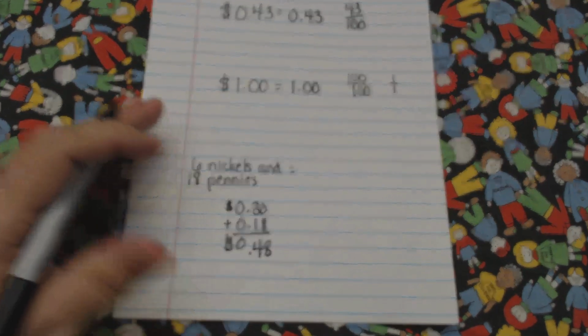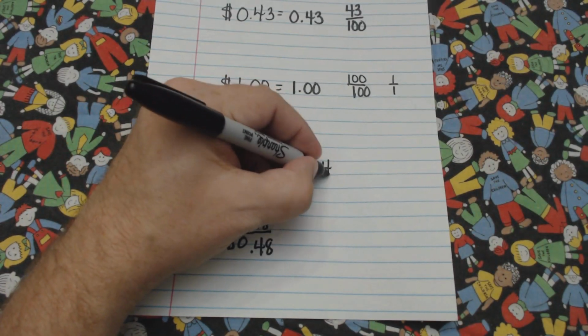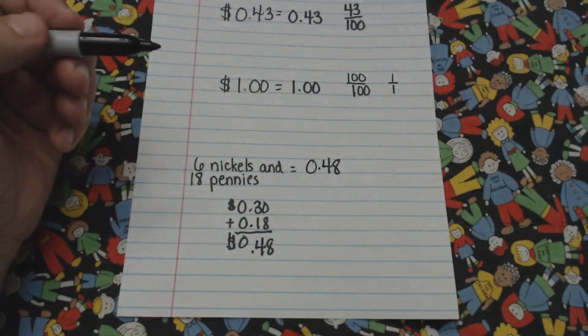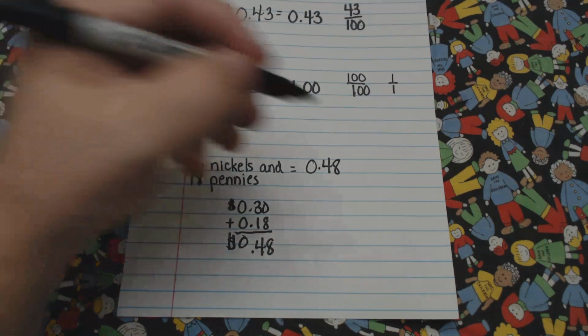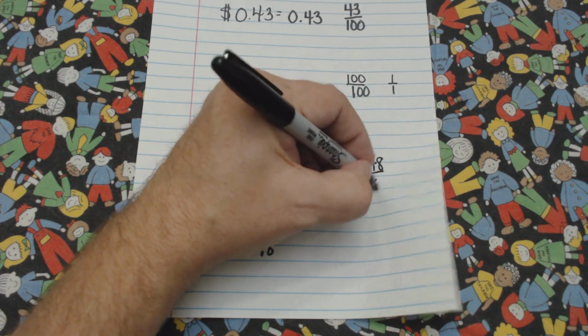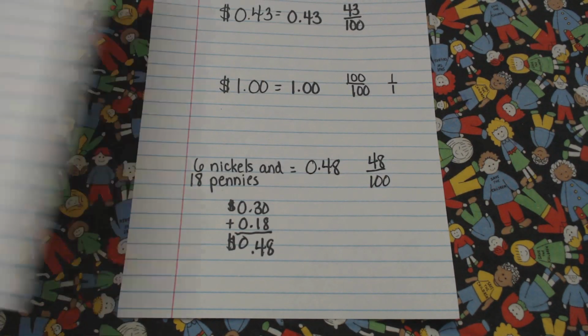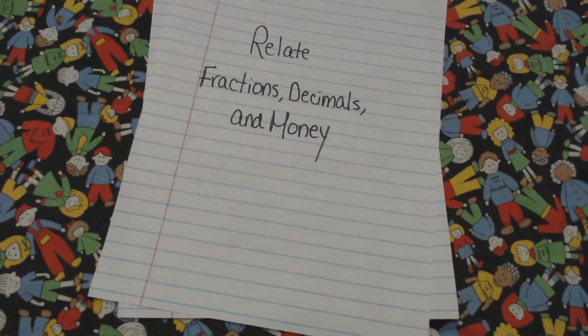And how would we write that as a decimal? Well, same thing without the dollar sign. So 0 and 48 hundredths. And as a fraction, 48 over 100. This is how we relate fractions, decimals, and money.